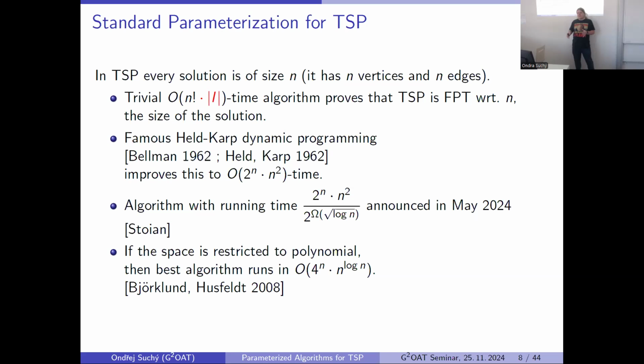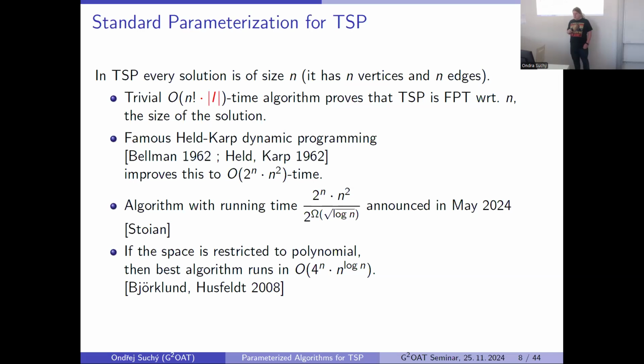We are using n as a parameter, although we never really stress that. So in the rest, I will ignore that. Like summing some numbers might take long. For this parameterization, the famous algorithm is Held-Karp dynamic programming. I will present it on the next slide, and it improves the running time to something like 2 to the n times n squared.